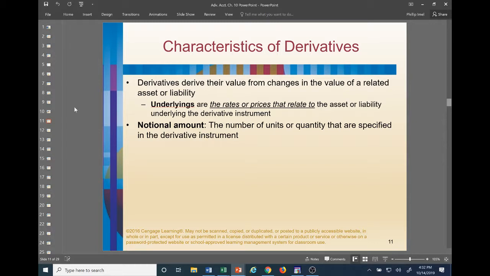A derivative is a type of financial instrument that has several distinguishing characteristics that have been set forth by the FASB. The following characteristics are that of a derivative. It derives its value from changes in the rate or price of a related asset or liability, and the rate or price is known as an underlying. And the quantity or number of units specified by a derivative is known as the notional amount.